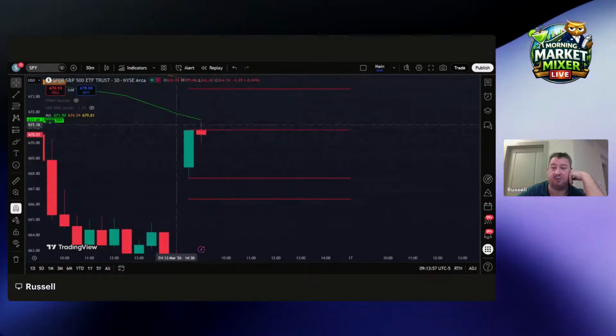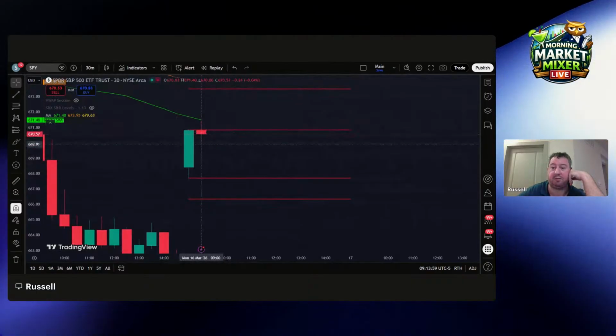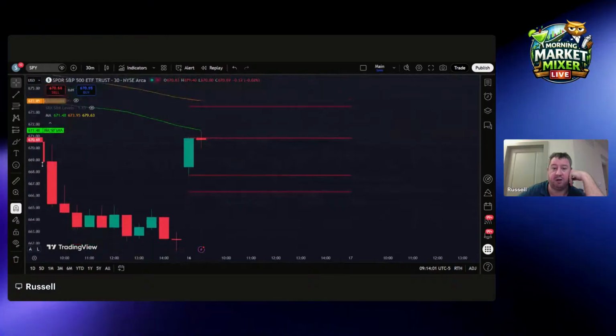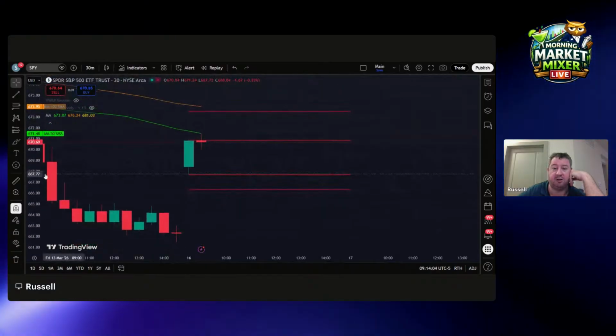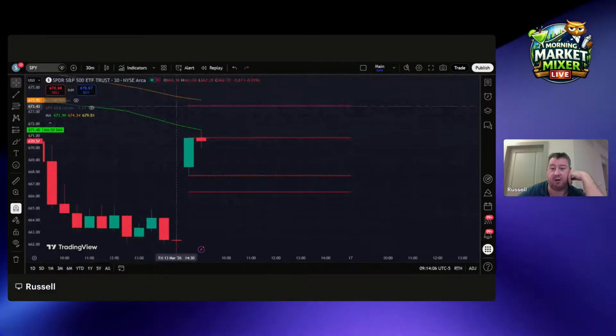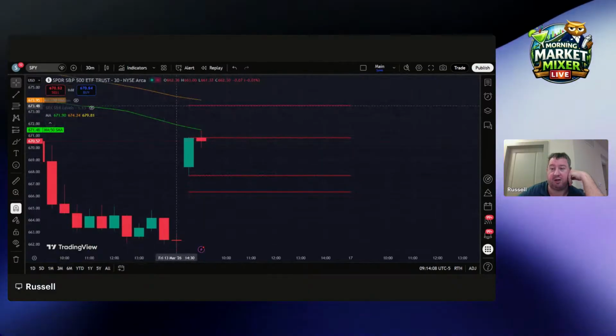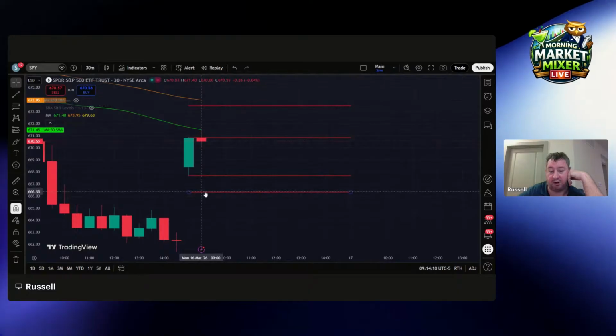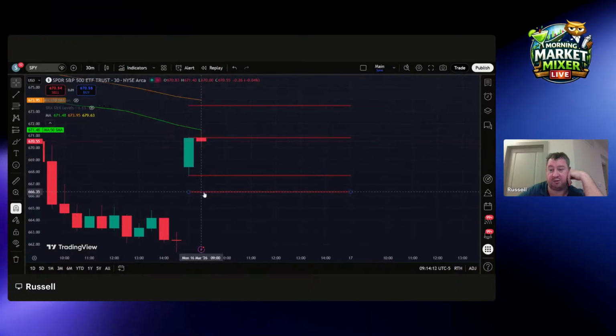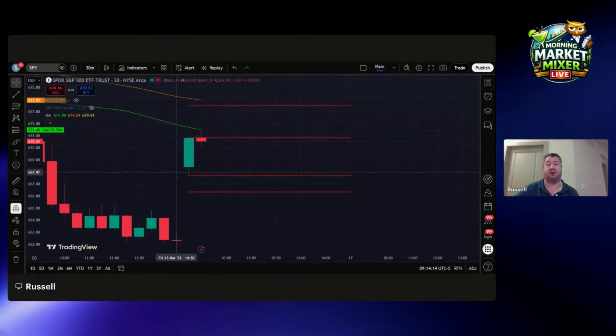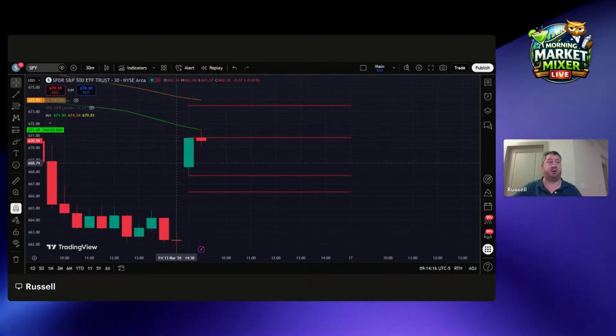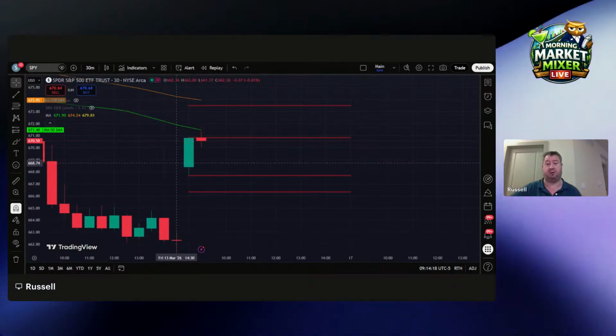You can see we wicked over here. I've marked up the expected move as well. So the expected move is the two outer lines here. So this one up here, 673.4, and this one down here, around 666.3, right down here. Those were marked up about 15 minutes before we went live here.